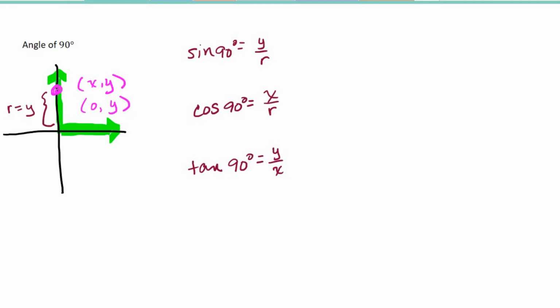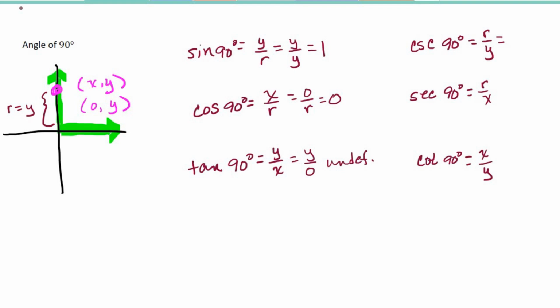So now I have enough information that I can use my definitions over here and figure out a numerical answer for each of these functions. Remember, r is equal to y, so I have y over y, or you could say r over r. It doesn't really matter either way. That's equal to 1. X is 0, and r, we're just going to keep r. 0 divided by r is 0. And for tangent, we have y over 0, and that is undefined.